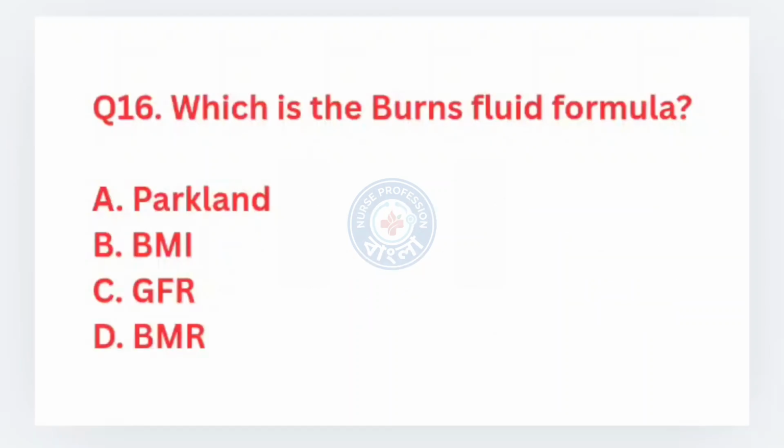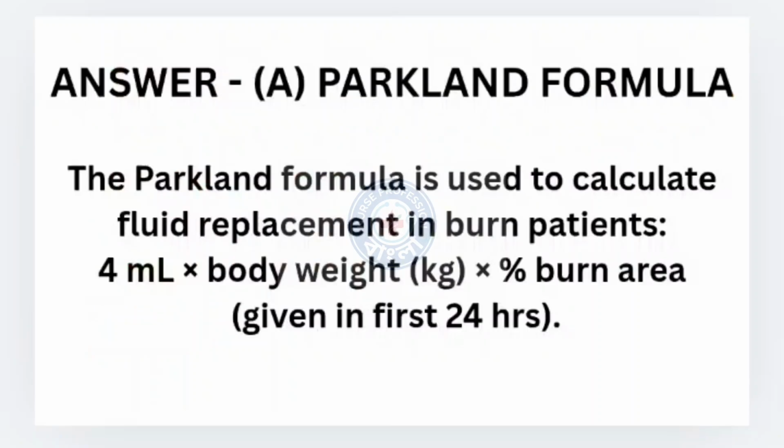16. Which is the burns fluid formula? Parkland formula, BMI, GFR, BMR. Answer: Parkland formula. The Parkland formula is used to calculate fluid replacement in burn patients. 4 ml times body weight times percentage burn area, given in the first 24 hours.